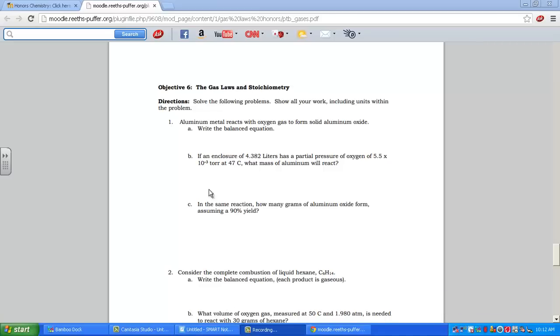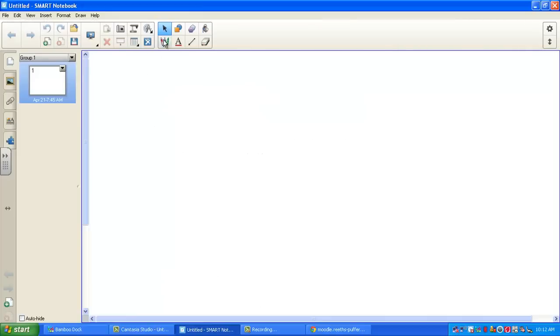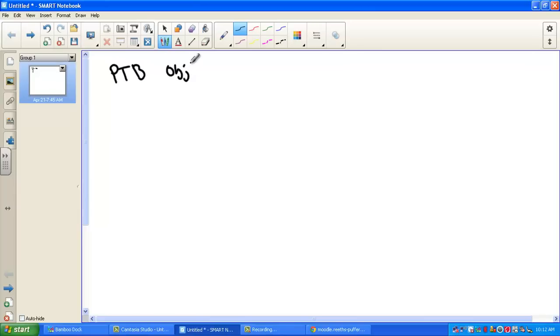It says we're going to react aluminum metal with oxygen gas to form solid aluminum oxide. Well, let's first of all get our equation written. We can't do any stoichiometry unless we have a balanced equation. So, Practice Test B, Objective number 6, question 1. Aluminum metal is Al. It is in the solid state of matter. And no, you're not required, but it sure doesn't hurt to keep practicing those states of matter adjectives.